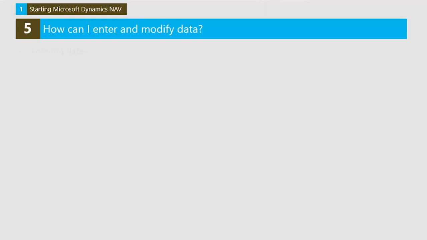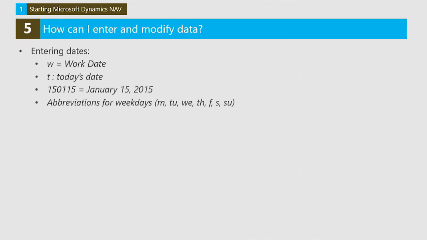Let's have a look. So especially when entering dates, you can use some shortcuts, like for example W for the work date, the T for today's date. You also see that you don't have to type separators. You can just type 150115, which is then January 15, 2015. And there are also some abbreviations that you can use for weekdays.